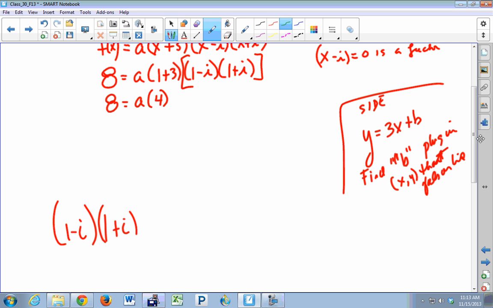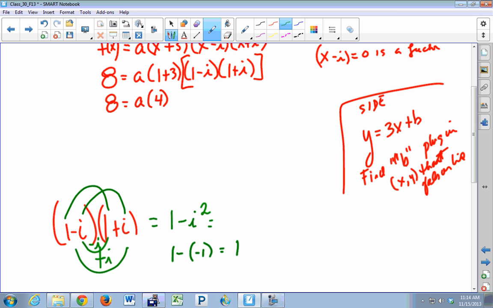So if we use FOIL, we do 1 times 1, we get 1. Look, our middle term and our outer term always is 0 when you add them together whenever you multiply conjugate pairs, because you get negative i and positive i. That always will be 0. Any two factors that look like that, like x plus 3 times x minus 3, you never get a middle term. And then you get minus i squared. And at the beginning of the hour, we said i squared was equal to negative 1. So that becomes 1 plus 1, which is 2. So when you multiply that all out, you get the number 2.